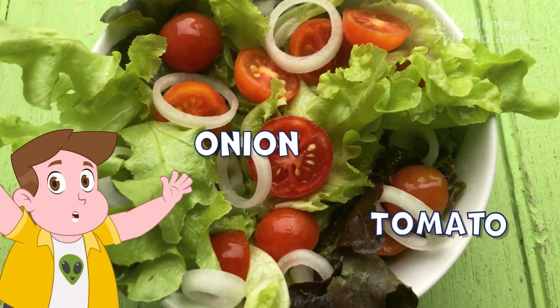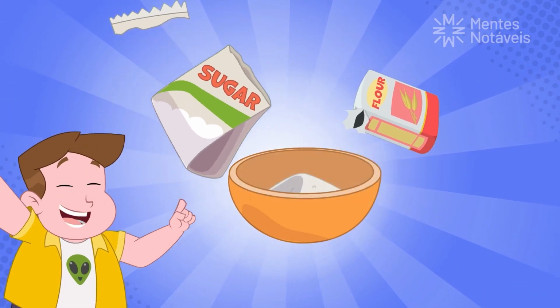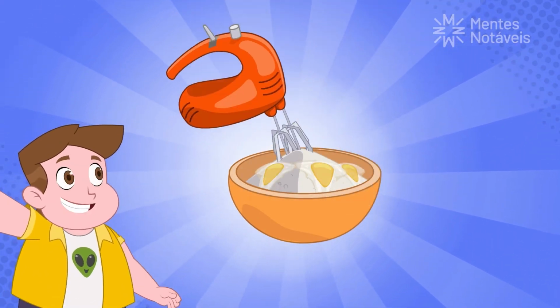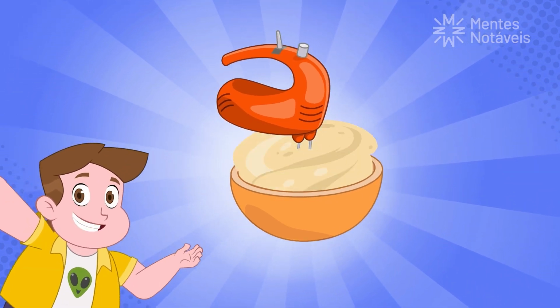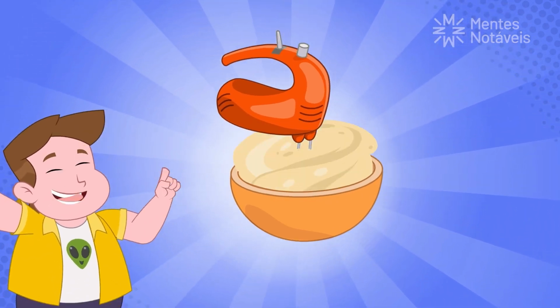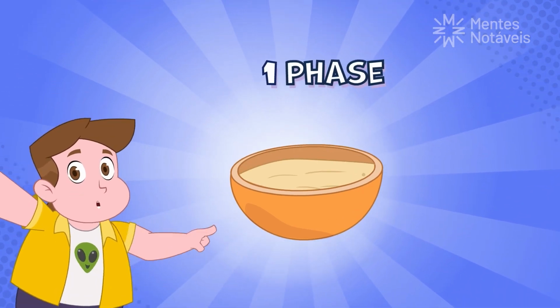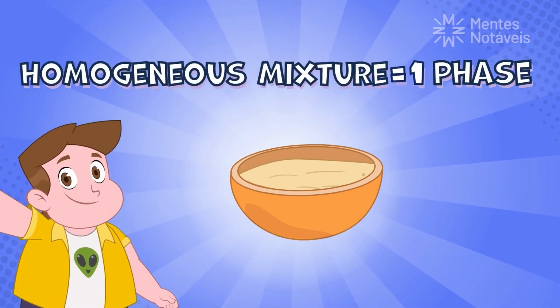Let's check an example. Just think about how this cake is made. When we combine all the ingredients and use the mixer, we can only see one thing, which is this smooth batter. So we say that the mixture only has one phase. When this happens, we have a homogeneous mixture.